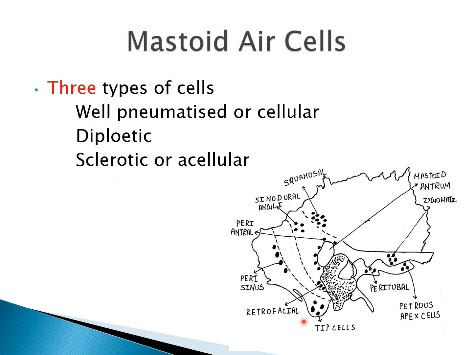Another method of classifying the mastoid air cells is depending on the area in which they are present. For example, the mastoid air cells near the eustachian tube area are known as peritubal. If they are near the petrous apex, they are known as petrous apex cells. Near the zygomatic, zygomatic cells. In the squamosal part of the temporal bone, squamosal cells. Near the sinodural angle or Citelli's angle, sinodural angle cells. Then perisinus cells, mastoid tip cells, retrofacial cells behind the facial canal, and periantral cells around the mastoid antrum. So depending on the position also, we can classify the mastoid air cells.